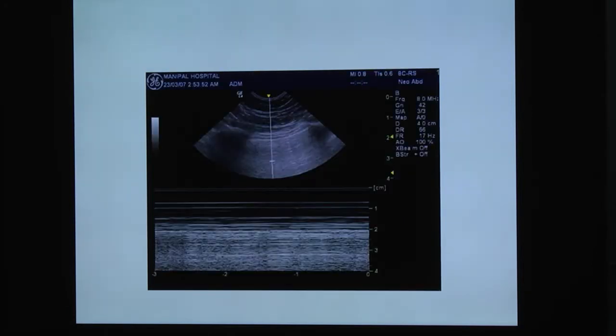Another most useful sign is called seashore sign, or a barcode sign. Here, what happens is you do an M mode. All of you know M mode, isn't it?